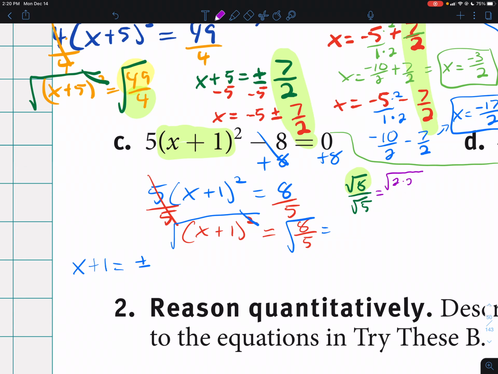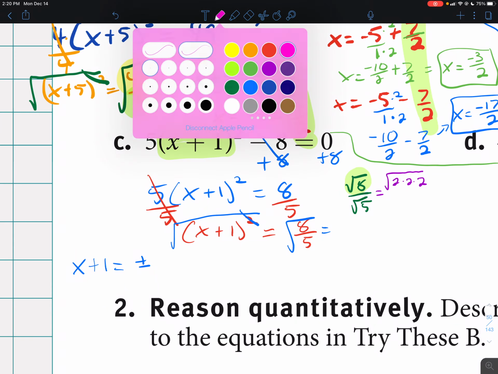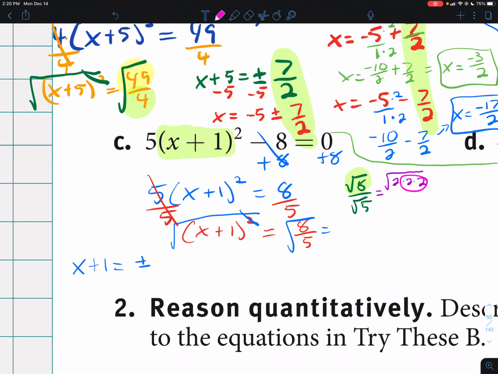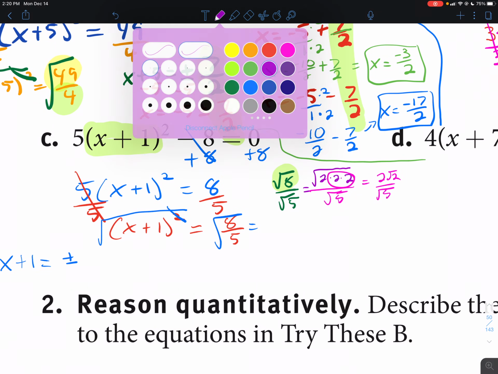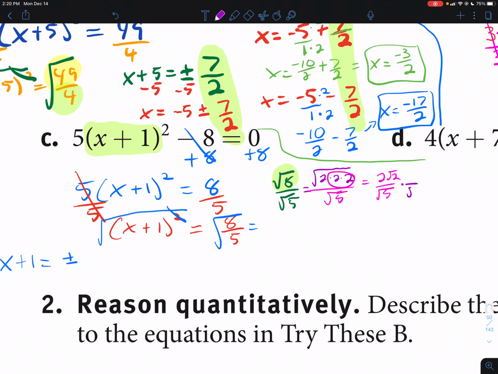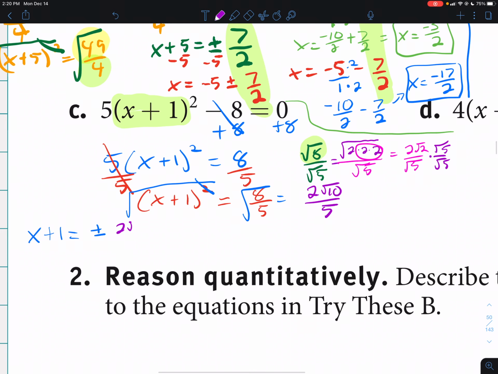8 is 2 times 2 times 2. So that means I'm going to take a 2 out. So I have 2 radical 2 over the square root of 5. And now I need to rationalize my denominator. So I'll multiply by the square root of 5. And that gives me 2 radical 10 over 5. So I end up with plus or minus 2 radical 10 over 5.